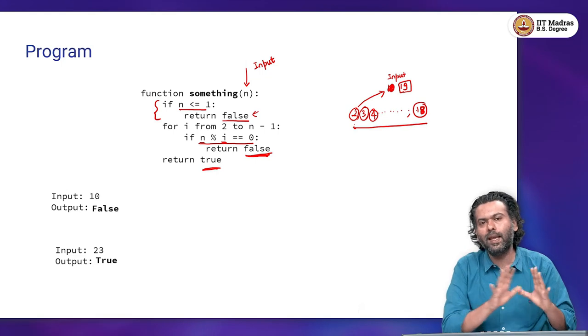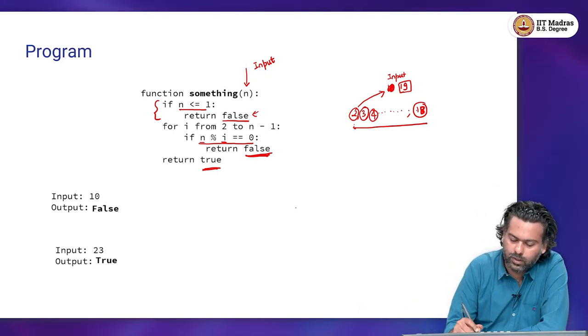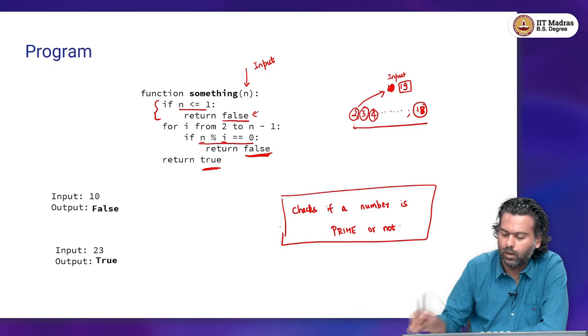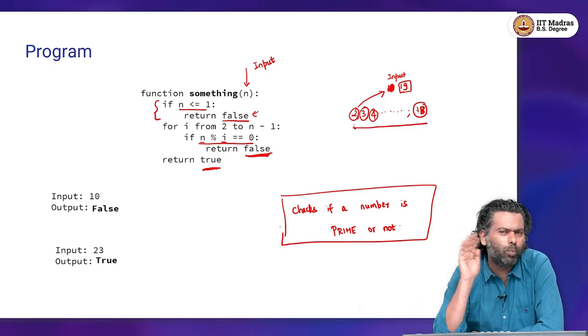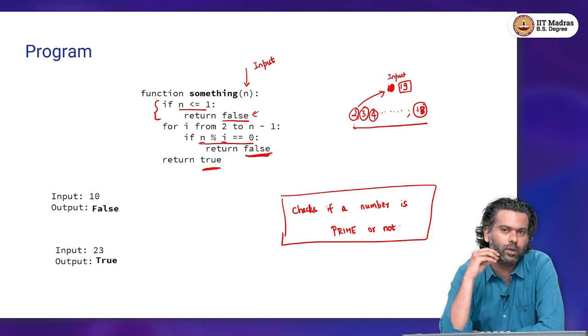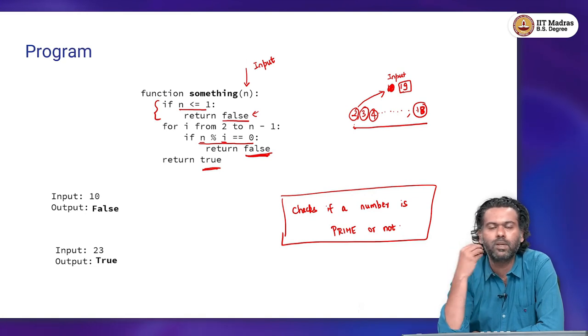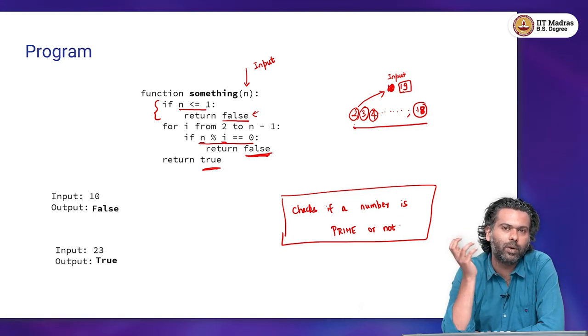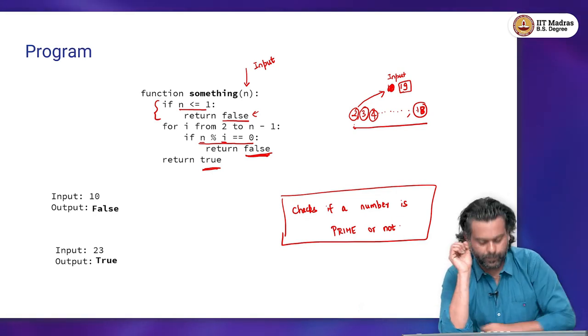So now this is an example program. This checks if a number is prime or not. That's what this program does. The specifics of this program are not very important. For our purposes, think of it as some program, some procedure that takes a number as input and checks some property of this number. In this case, the property that we care about is primality.